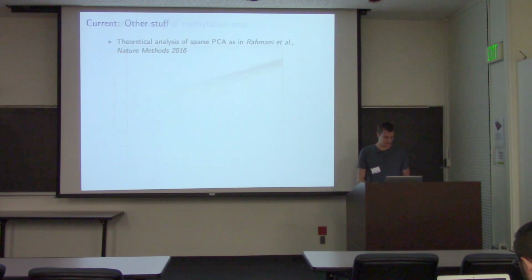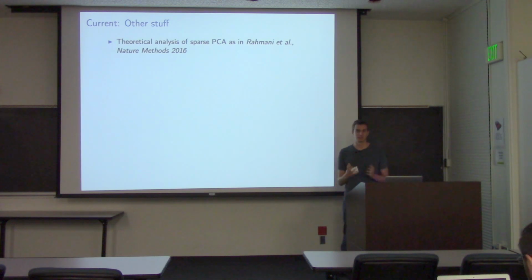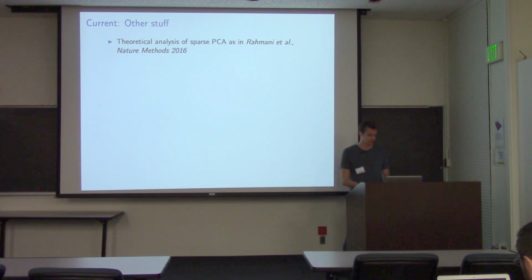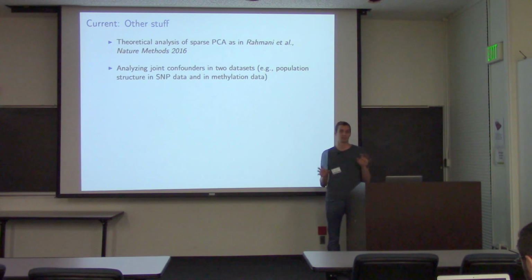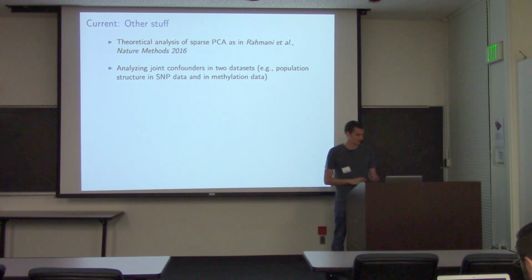Other stuff that we're working on, very briefly, is taking Elior's method that he talked about 2 talks ago and analyzing the theoretical basis of that, to see when it works and how it works better than other methods. And also thinking about analyzing confounders that are in 2 data sets. For example, maybe population structure in genotypes and methylation data, and see if we can do something smart about that. And yeah, that's it.